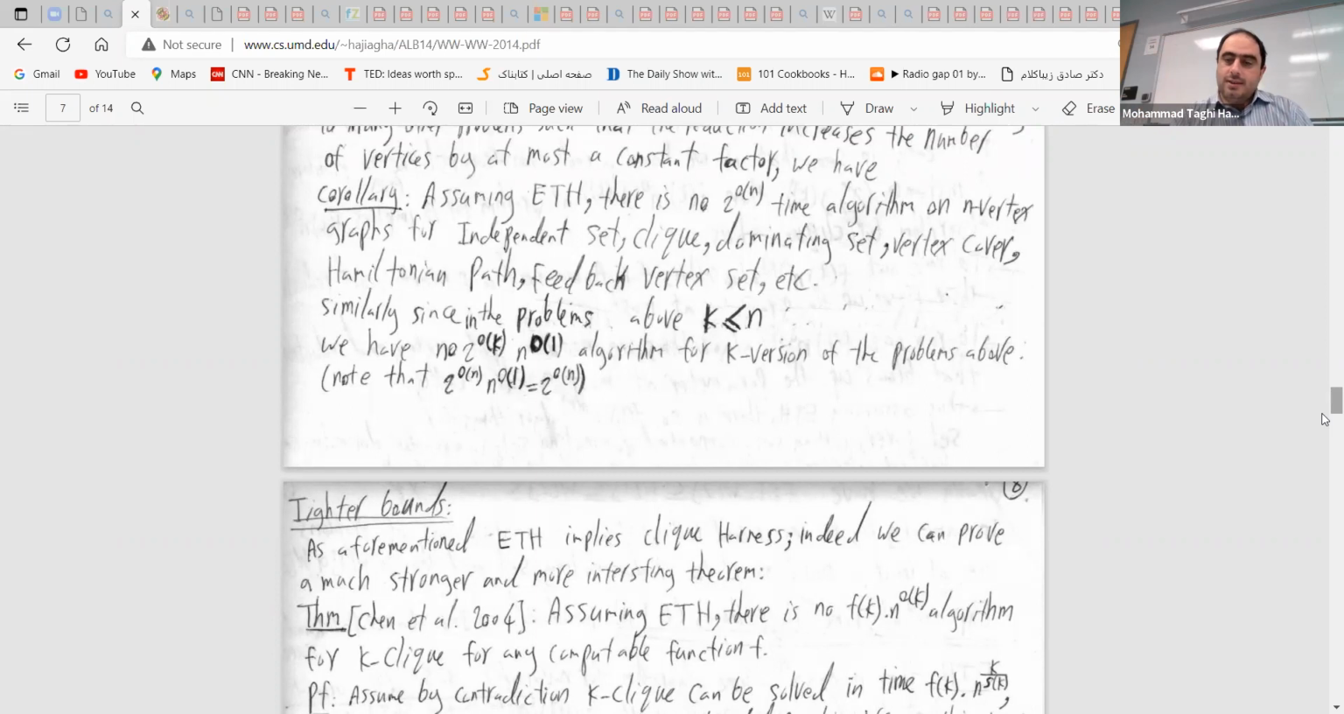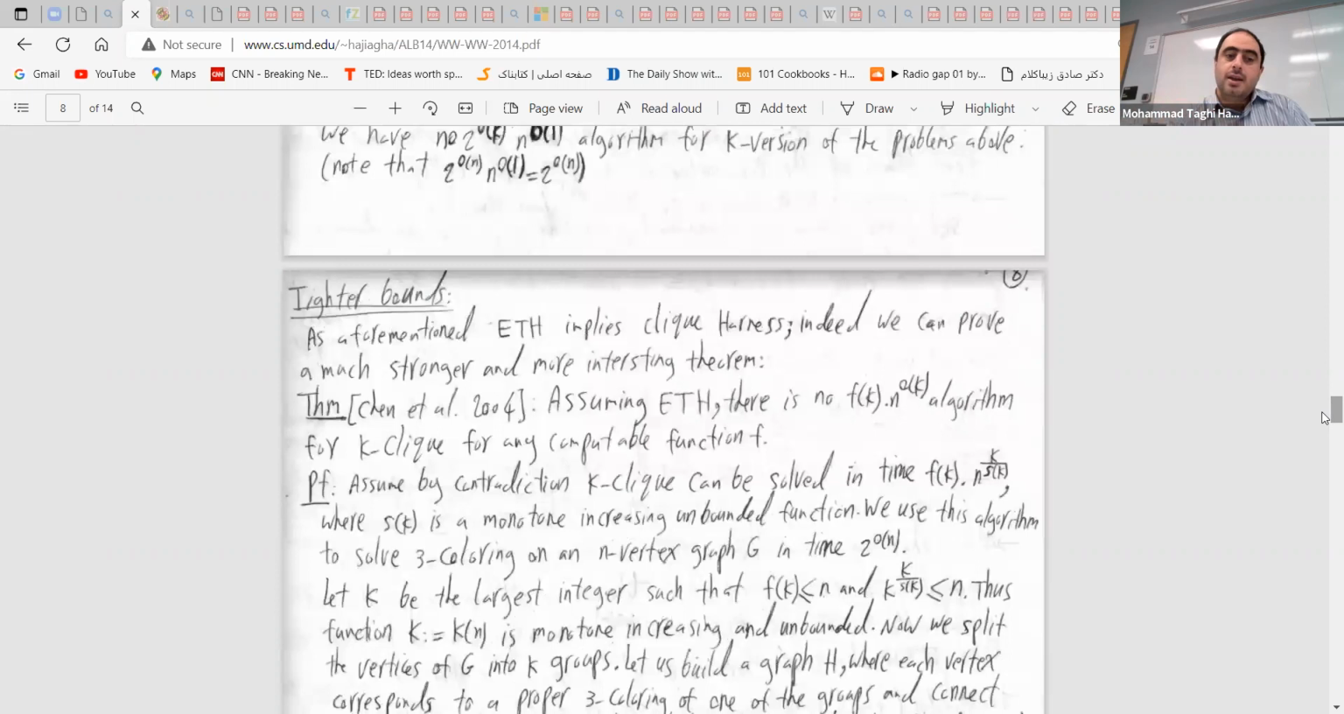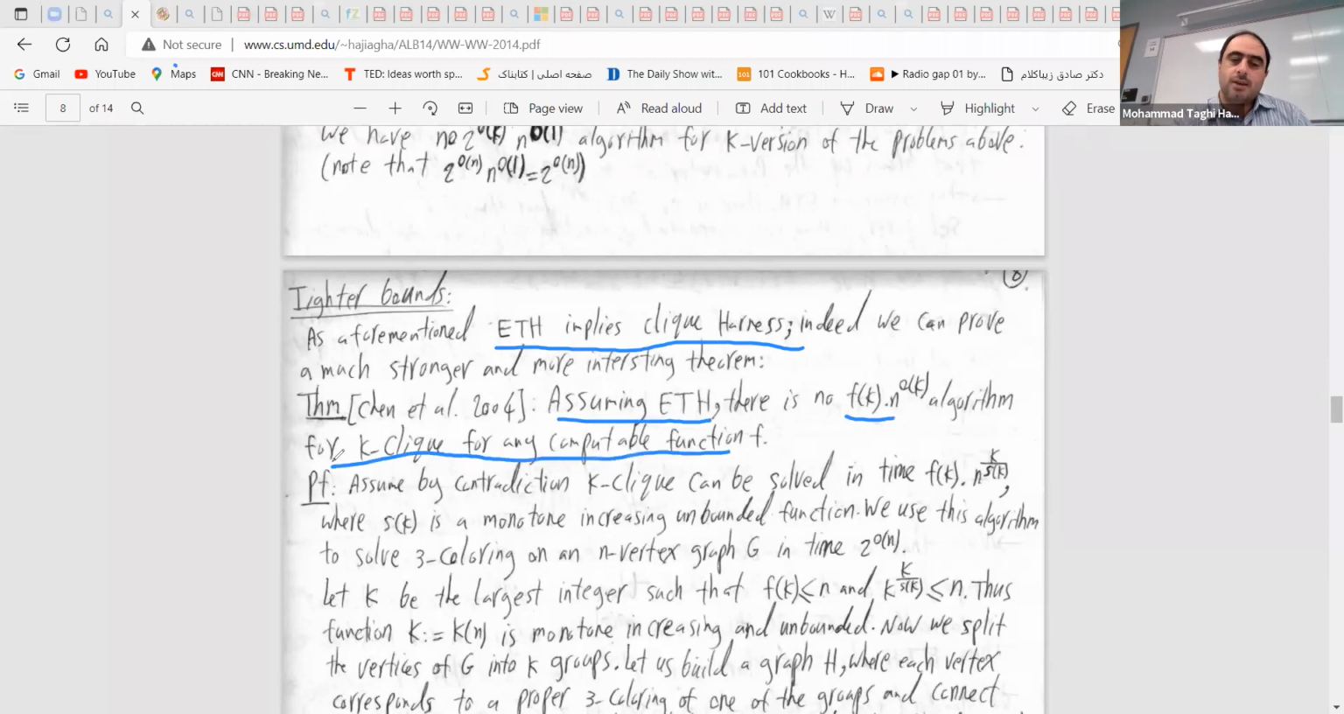However, there is another theorem. It says that ETH implies clique hardness. What's the meaning of that? This is a theorem from 2004. Assuming ETH, there is no f of k times n to the o of k algorithm for k-clique, for any computable function f. So what is the meaning?